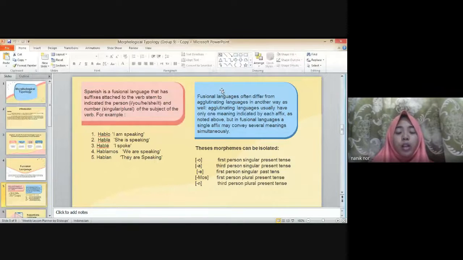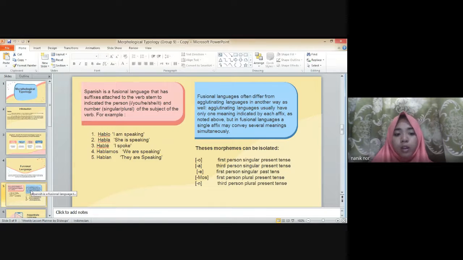Fusional languages often differ from agglutinating languages in another way as well. Agglutinating languages usually have only one meaning indicated by each affix, as noted above and explained by my friend before. But in fusional languages, a single affix may convey several meanings simultaneously.